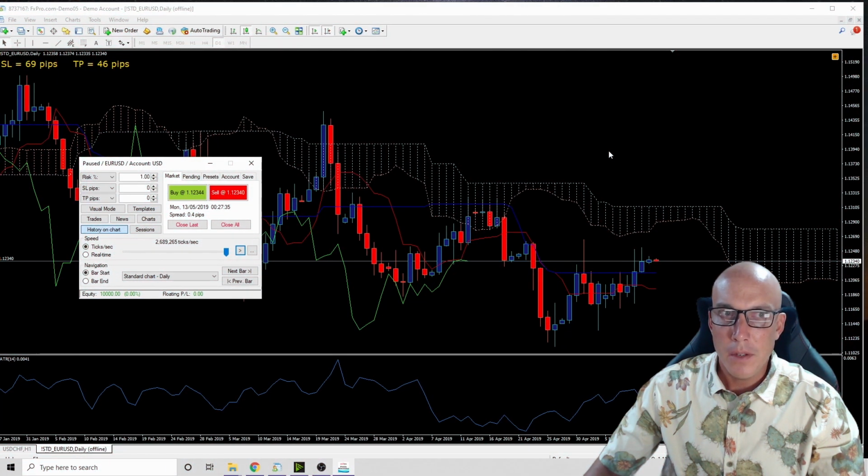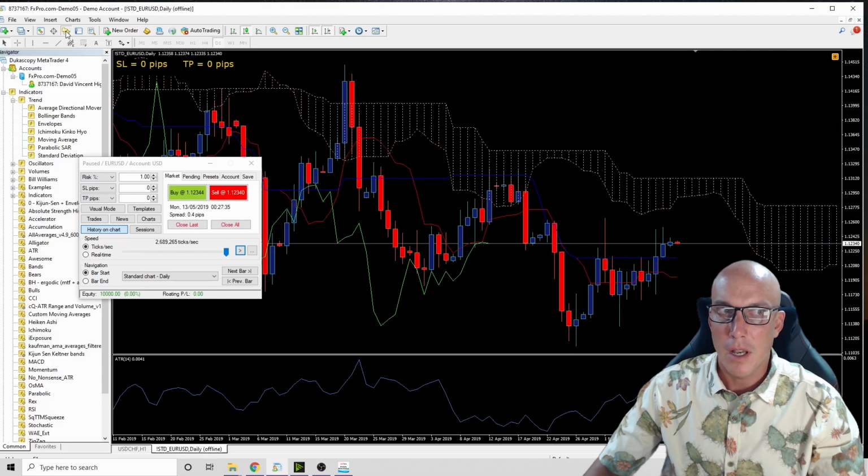Okay, so we're on the charts and we have the Ichimoku strategy on the charts. Now, just a reminder, everyone has the Ichimoku strategy on their charts. It comes stock with MT4 under the trend file. So you can see it right here. You double click on that and then you've got the Ichimoku strategy.